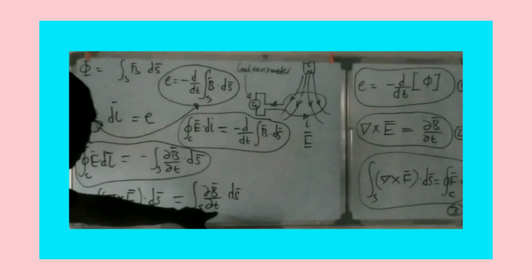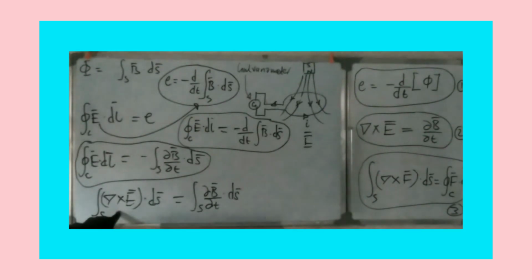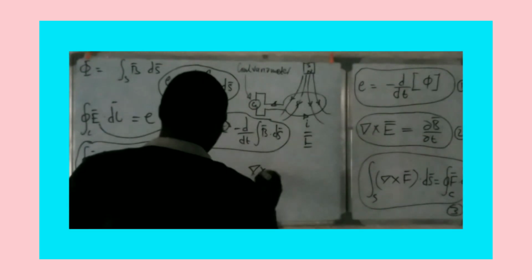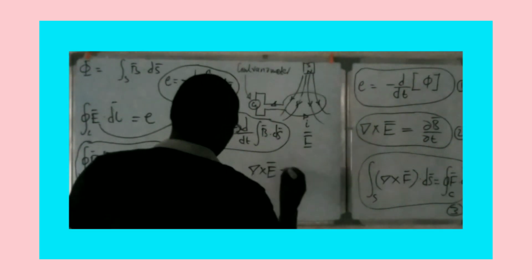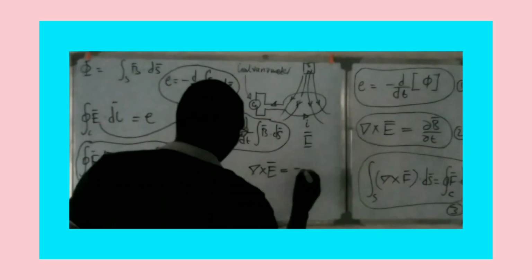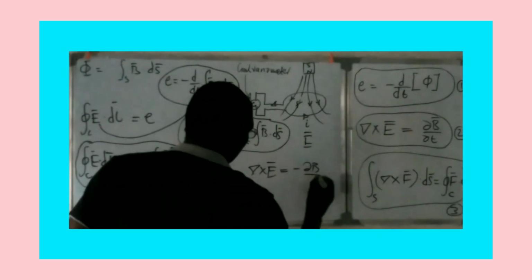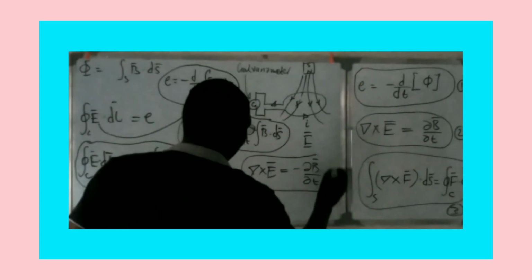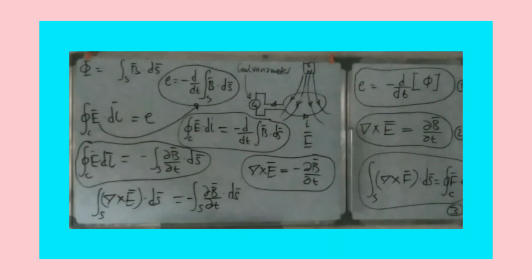Therefore, these two integrands must be the same. So we can write curl E is equal to, this is the minus sign, sorry, minus partial B partial t. And this is James Clerk Maxwell's equation.